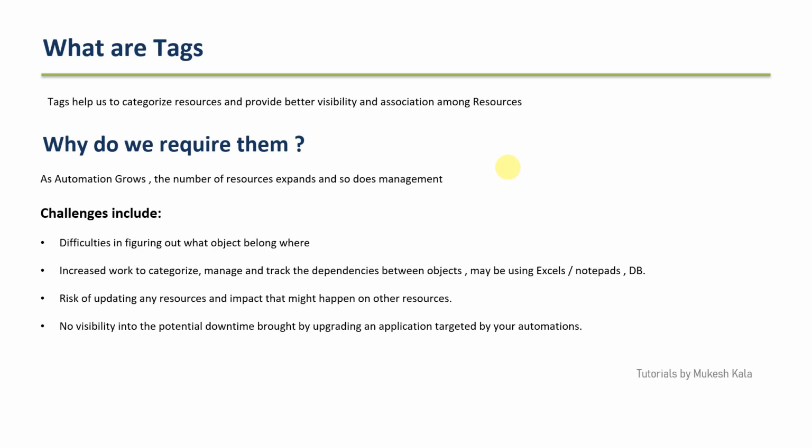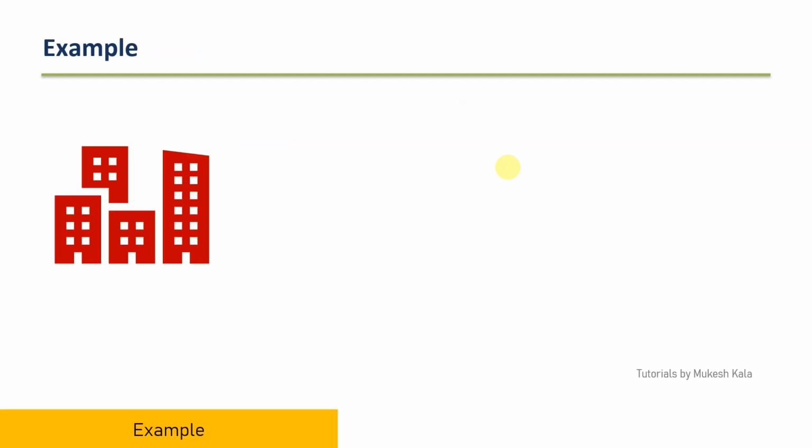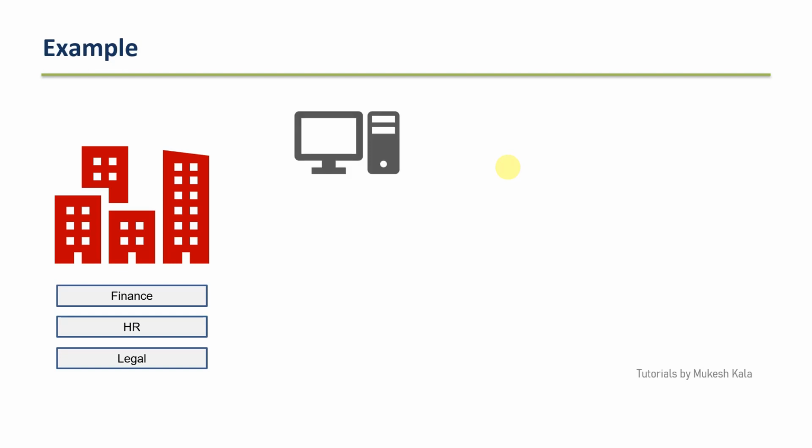All of these challenges can be easily addressed with the help of tags. Okay, let's take an example. I have a company. In a company, I can have finance, I can have HR, I can have legal, and I can have n number of departments. Now, I have automations which are working for all of these verticals.